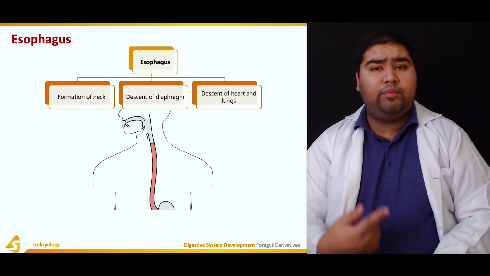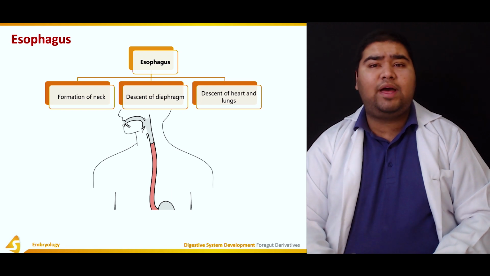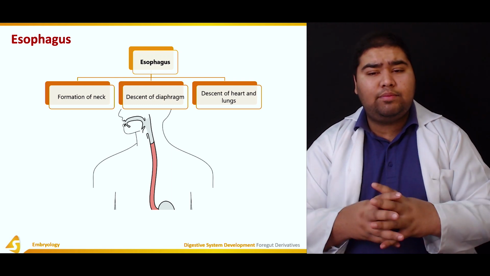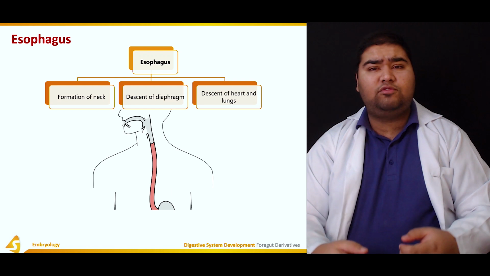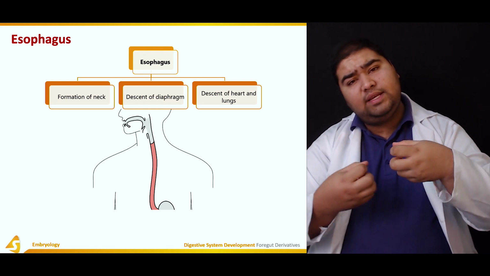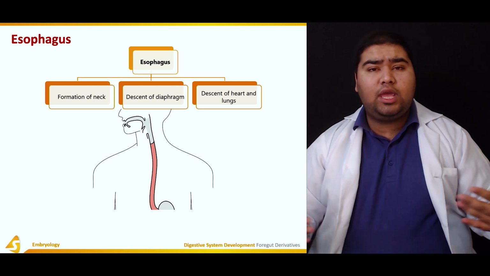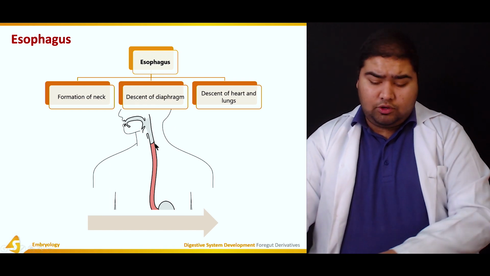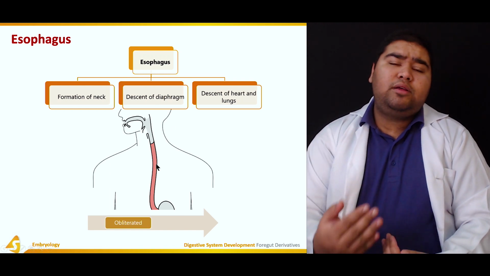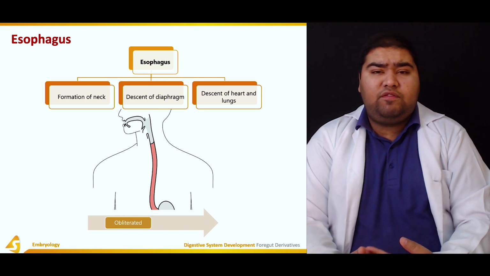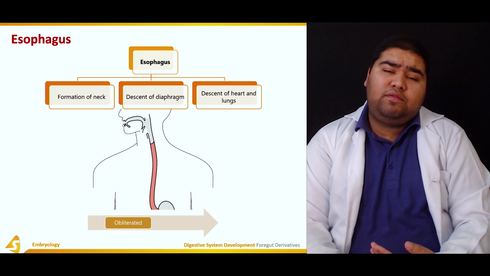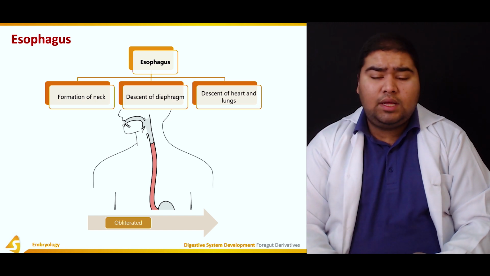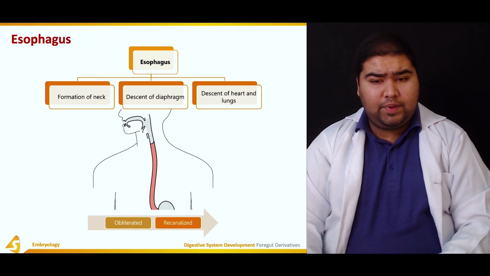These three factors, the formation of neck, the descent of diaphragm, and the descent of heart and the lungs, act as a mechanical stimulus for the esophagus, and as a result of that there's pulling of esophagus downwards, which causes the elongation of the esophageal tube. So initially the lumen of this esophageal tube is obliterated by the rapidly proliferating cells. However, these rapidly proliferating cells then are recanalized and the lumen is again formed, and then the adult esophagus appears.